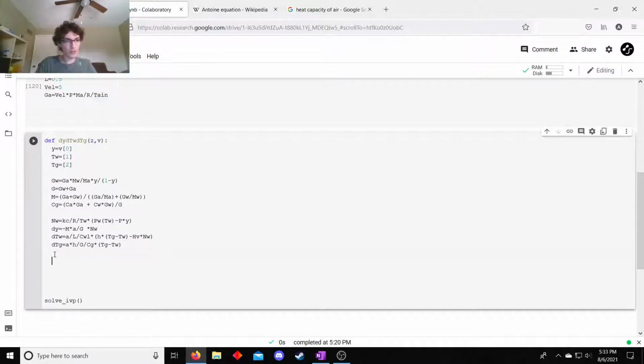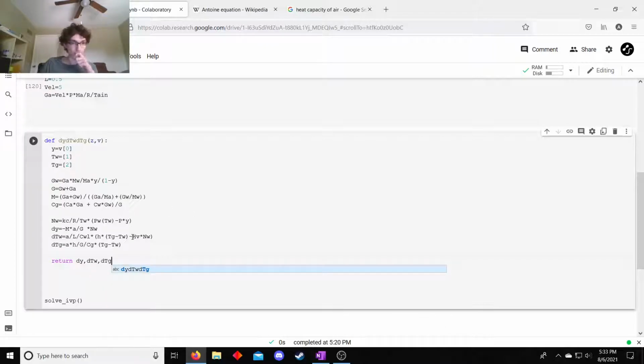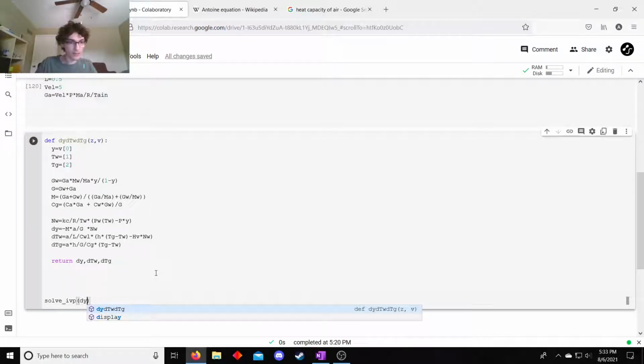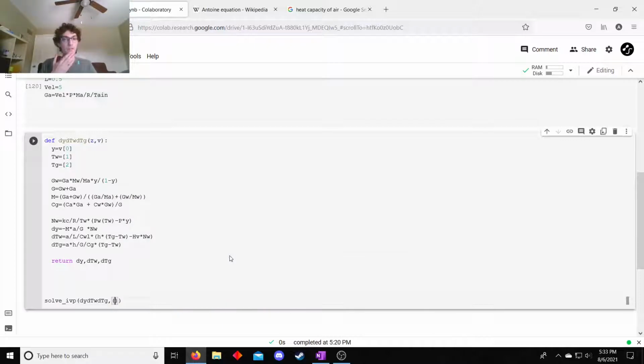We'll return the variables in the order that we give them. So we'll return dy, dtw, dtg. Okay, so that is our function for our differential equations. So we're going to put that in here. So dy, dtw, dtg. Now our span, it's just going to be our limits on integration.